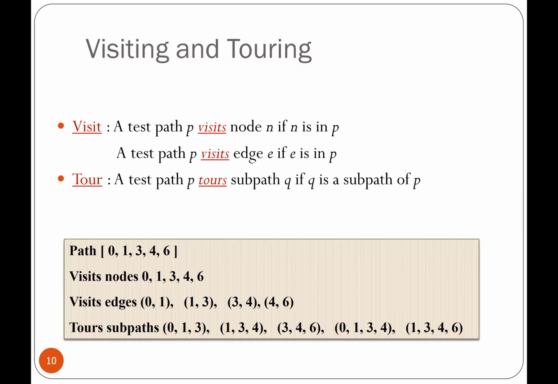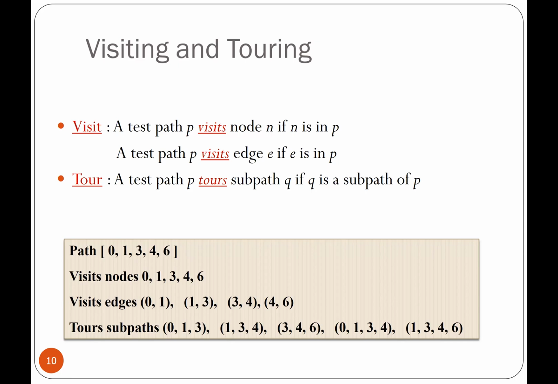So yeah. All right. I'm not sure if we explained those. So a visit, again, more terminology. A test path p visits a node if p is in that path. So that's pretty obvious. And if this thing that we're visiting is a number of nodes connected with each other, in other words, a smaller subpath, then we say we tour it, okay?